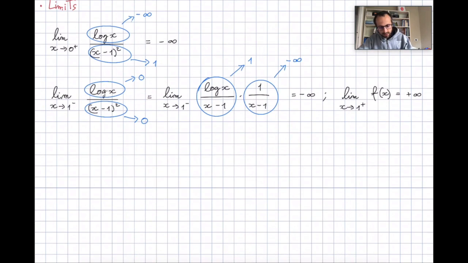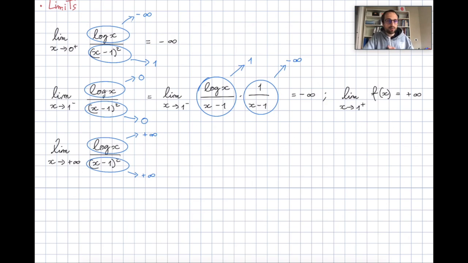Okay, last limit is the limit as x goes to plus infinity of my function log x over (x minus 1) squared. Now let's play the usual game. The numerator goes to plus infinity as x goes to plus infinity. The denominator does the same. This is plus infinity over plus infinity. In principle, we cannot conclude immediately.